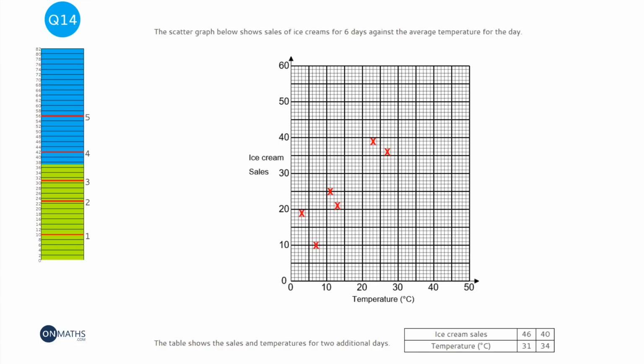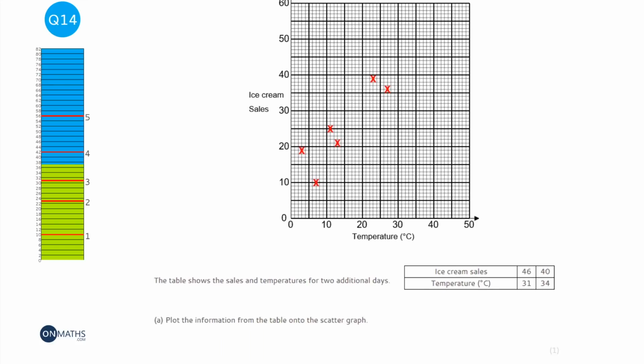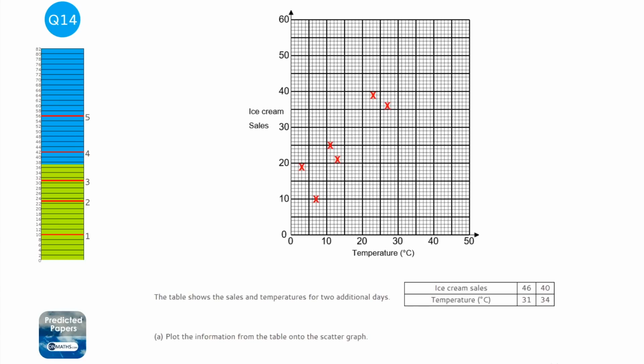Okay, so we've got a scatter graph question, and the first question asks us just to plot the information from the table into the scatter graph. So we've got ice cream sales at the top and temperature at the bottom, which is not the same way around as on the graph, so we've just got to be careful. So the ice cream sales are 46, which is here on the scale, and the temperature is 31, which is here on the scale. And just check that you're looking at the scale correctly. So we're looking about here.